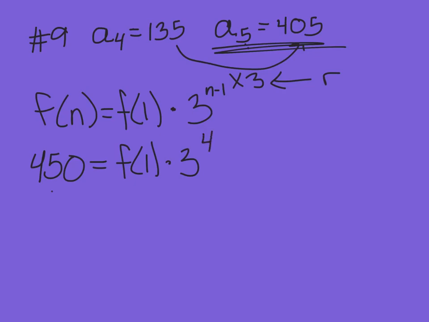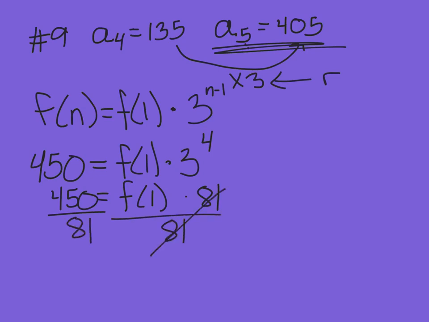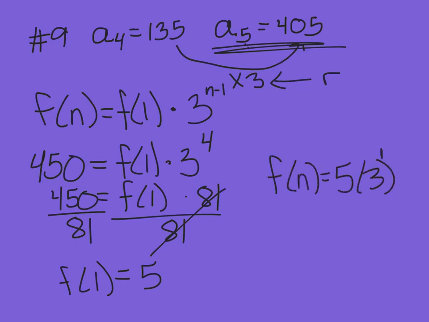So 3 to the 4th power is 81. And if I divide both sides by 81, then I know that my first term has to be 5. So now I can write the equation. F of n equals 5 times 3 to the n minus 1 power.